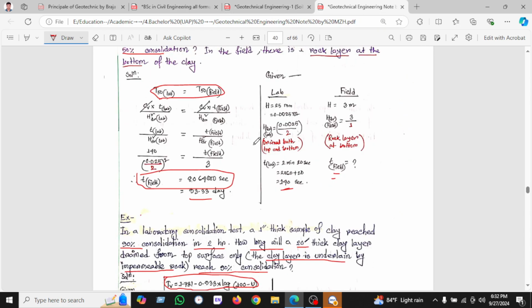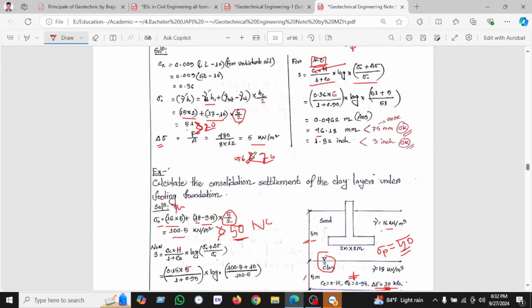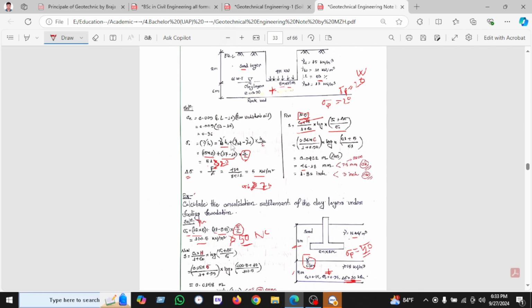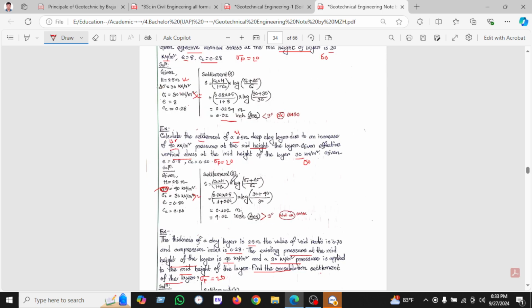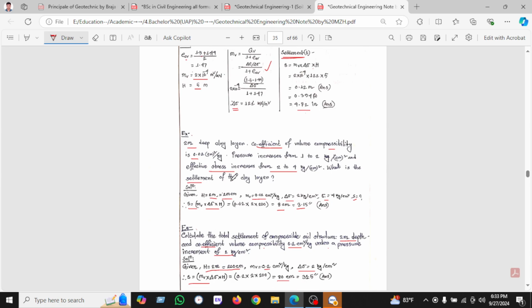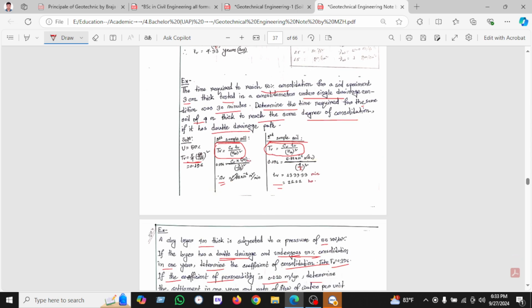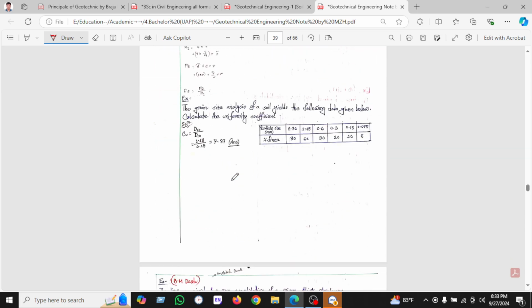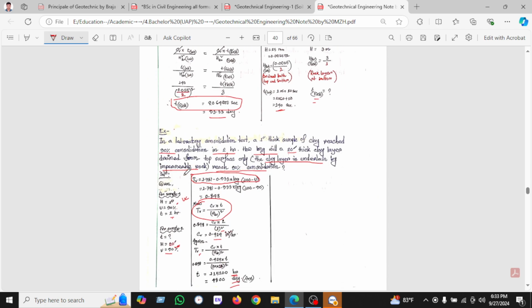You can take a screenshot for your self-solving, and then take another screenshot, and then another screenshot. This is another example of solving for the time factor Tv, and the time factor is taken from B.M. Das's book.